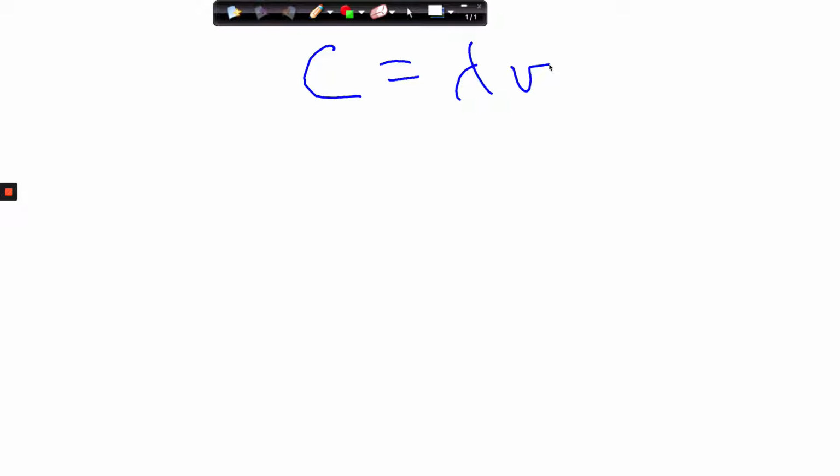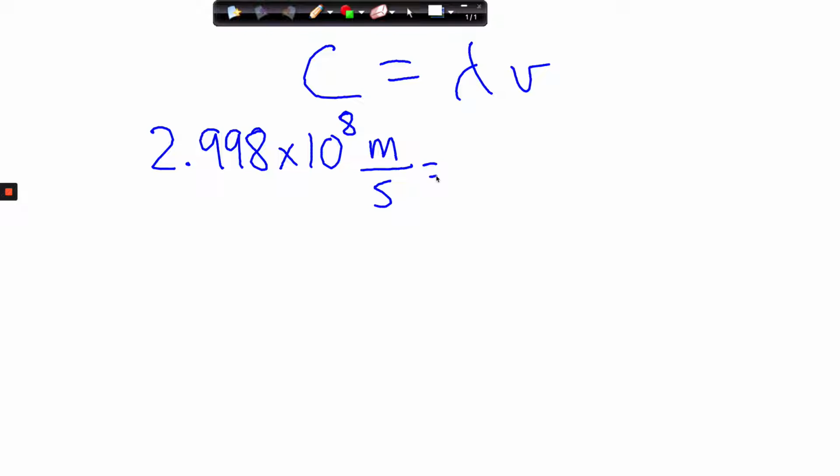But what does it give you on the AP equation sheet? It's what? Tell me again. 2 point what? 2.998 times 10 to the 8th, isn't it? It's 8th, right? Okay. Meters per second. And then we are given the wavelength.